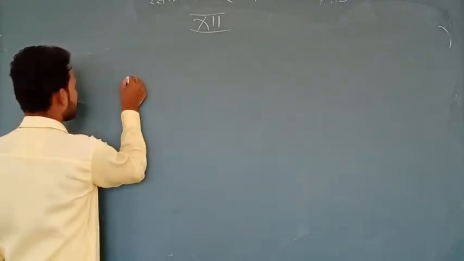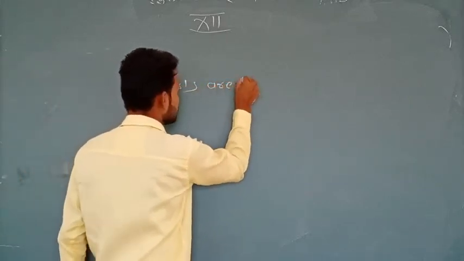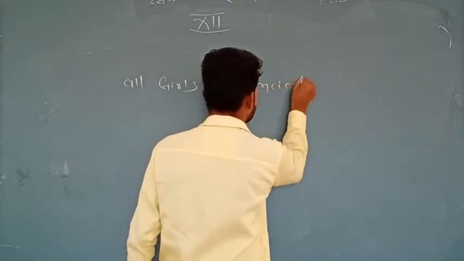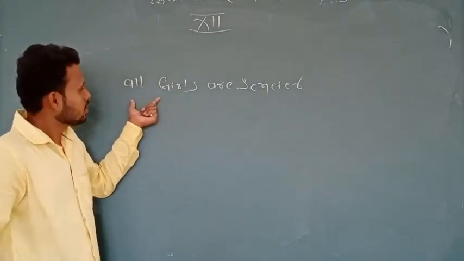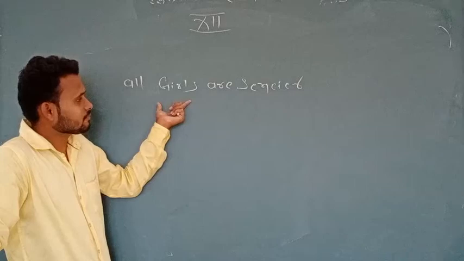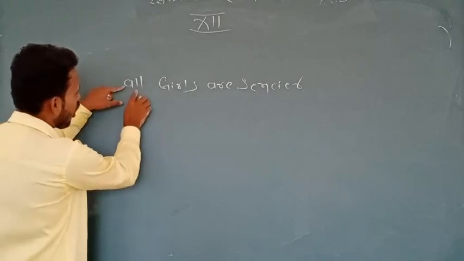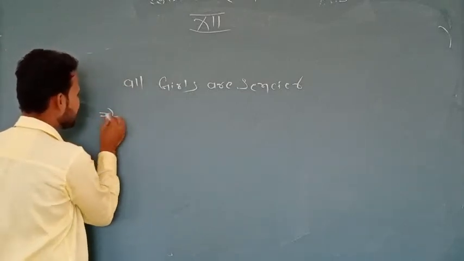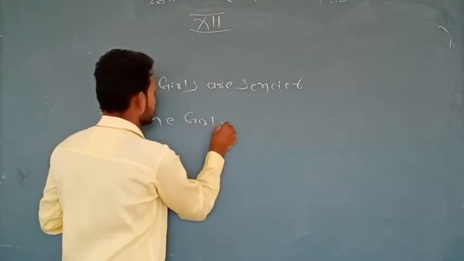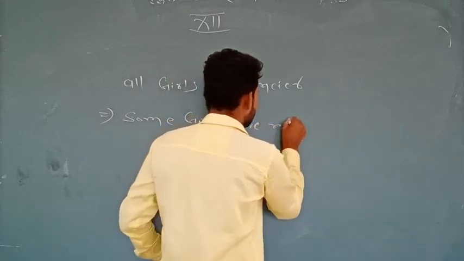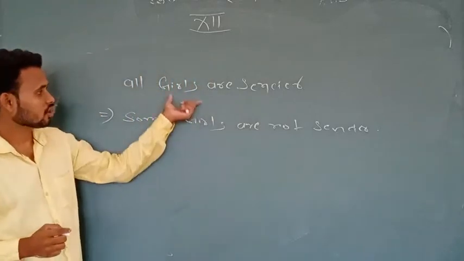The next, for example, suppose I take: all girls are sincere. The given statement is a quantified statement. We have to write its negation. Then if you write the negation, what do we do? We replace all by some. Therefore the negation of that statement is: some girls are not sincere, which is the required negation of that quantified statement.